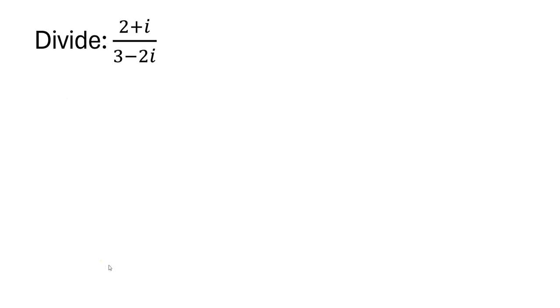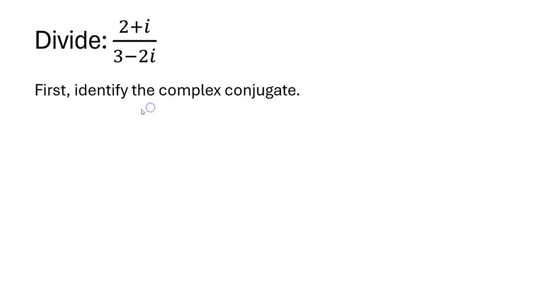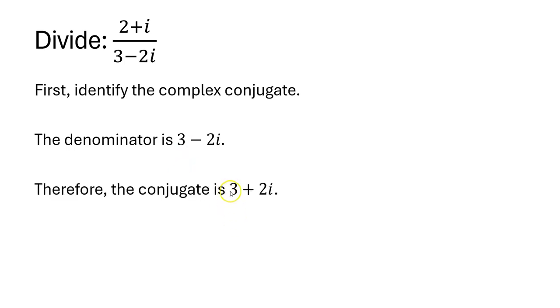So if we have the problem 2 plus i divided by 3 minus 2i, again, in order to divide this, the denominator must be free of imaginary pieces. So our goal here is to change that 3 minus 2i into a real number. So we're going to identify the complex conjugate, which we know to be 3 plus 2i. Because if we have 3 minus 2i, all we're going to do is flip that sign of the complex piece.